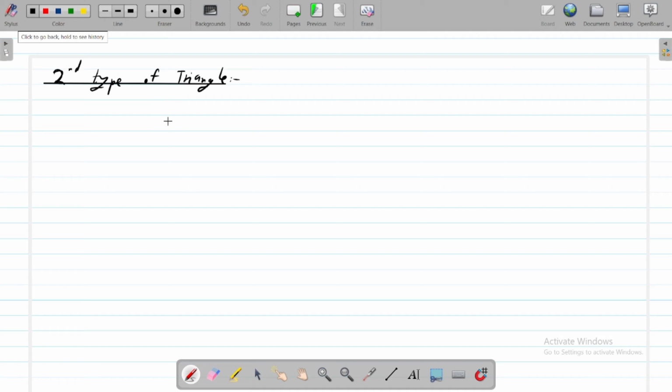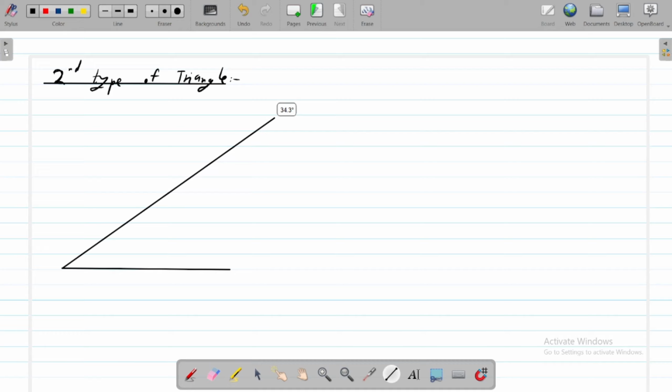Now we have the second type of triangle. How is this different from the first one? Let's first draw it, then we can see. The second type of triangle is going to be something like this. We're going to have the base, then this line and this. Now this is not a normal triangle. How is this different? Let's see.